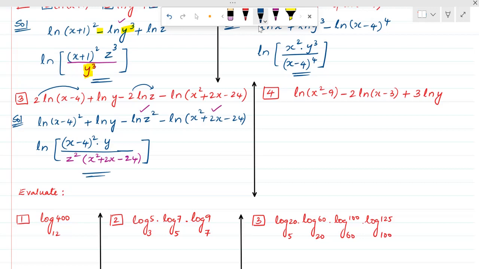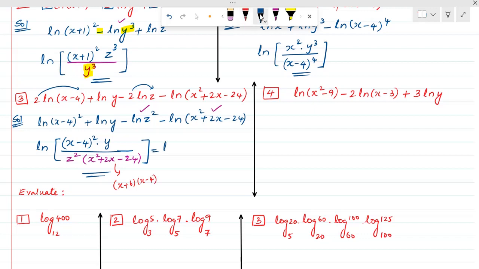If you want to simplify, you can factorize this one, and then if a term is cancelled, you can cancel this part. So what is the factoring here? The factoring will be (x plus 6)(x minus 4). So I can just simplify this part.